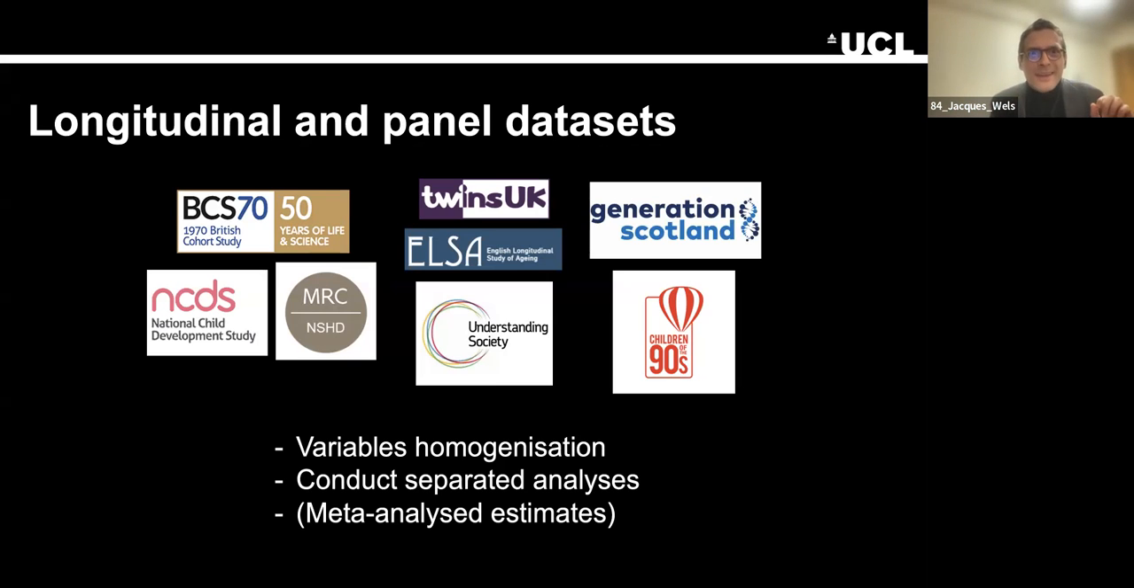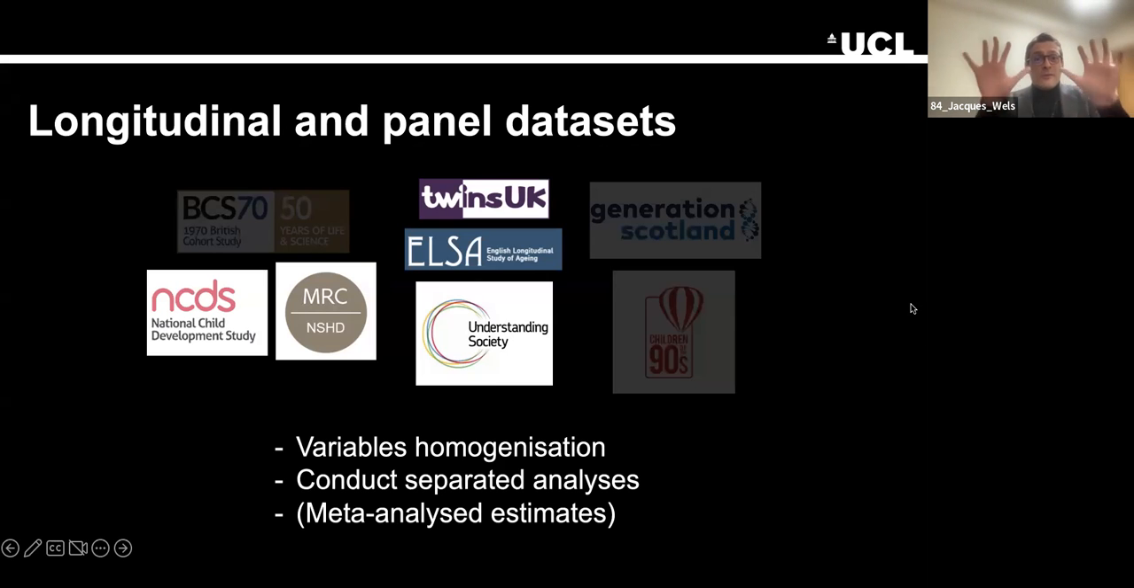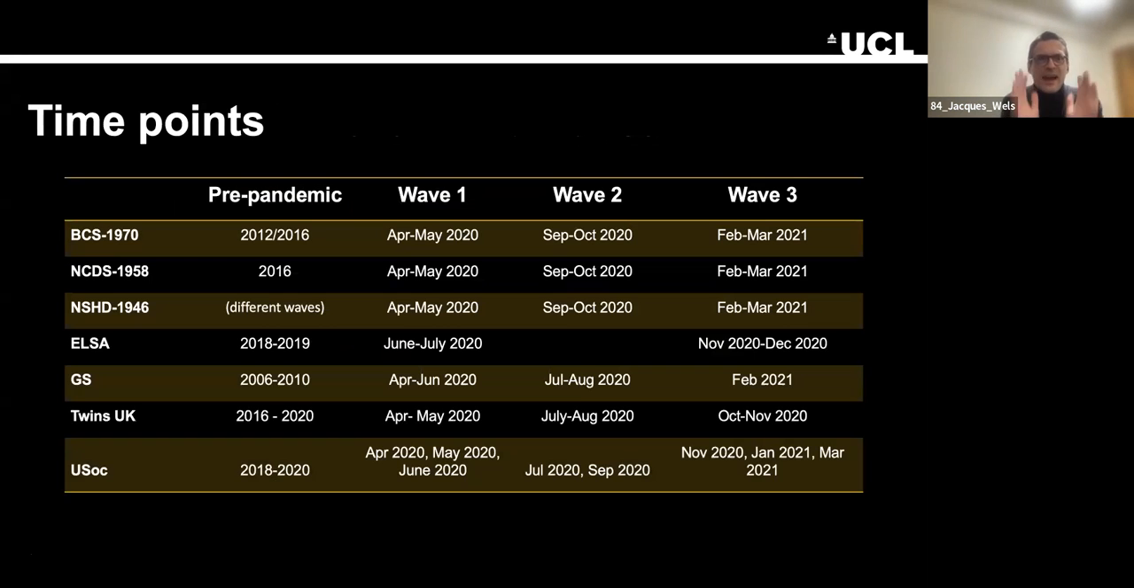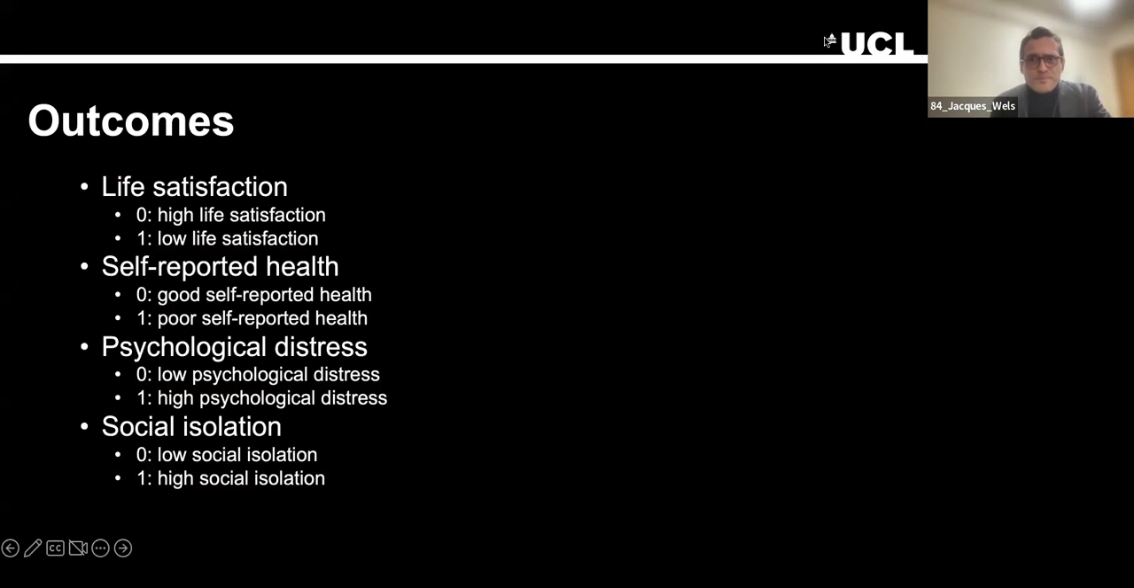I should say we will meta-analyze the estimates, because here I'm going only to show you results for 5 studies. The other coefficients are not reported for BCS, Generation Scotland, and ALSPAC, and I apologize about that. So the title was misleading. Here we focus only on 5 studies. As I said, all the studies collected information over different time points throughout the pandemic, 3 waves, except for ELSA, which has only 2 waves, wave 1 and wave 3. But we also have pre-pandemic information.